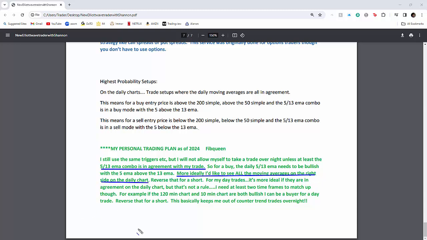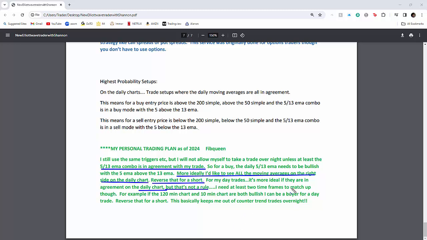have some really good examples of that. I'm actually going to have to go and open up all my charts for that. And then you just kind of reverse that for a short, it would be opposite. Now for my day trade decisions, it's more ideal if they are in agreement with what the daily chart is saying, at least with the 513, but that's not an official rule for my day trade stuff.